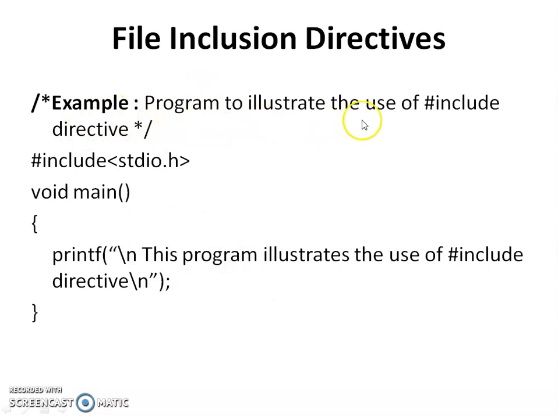Here, let's take #include stdio.h. Inside the main, we have written the printf statement. This program illustrates the use of the #include directive. To display anything on the screen, we need to have this file included. If you don't include this and just run this program, it's going to throw an error, because the supporting header file is missing. So file inclusion directives matter a lot for the compiler to process some of the statements that are part of the header files.